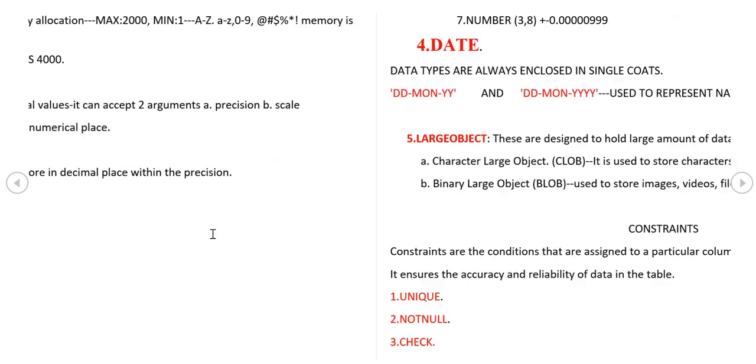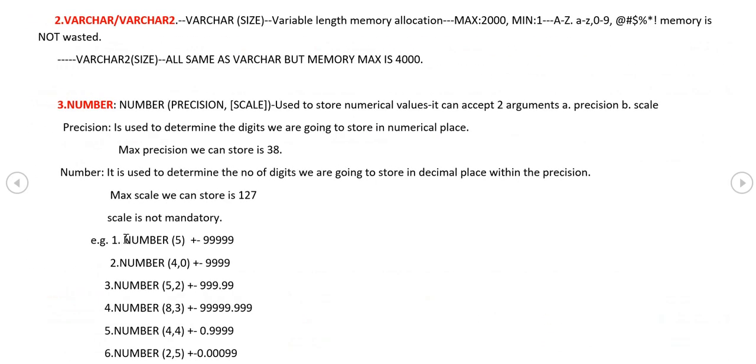For example, if you see here, different examples I have mentioned. Here the precision is 5. You don't confuse here, this is plus or minus. I am unable to write plus or minus, that's why I mentioned it like this. So 99999, 5 nines. Next one is 4, 0. For 1, 2, 3, precision is greater than scale. If you observe example 1, example 2, and example 3, precision is greater than scale.